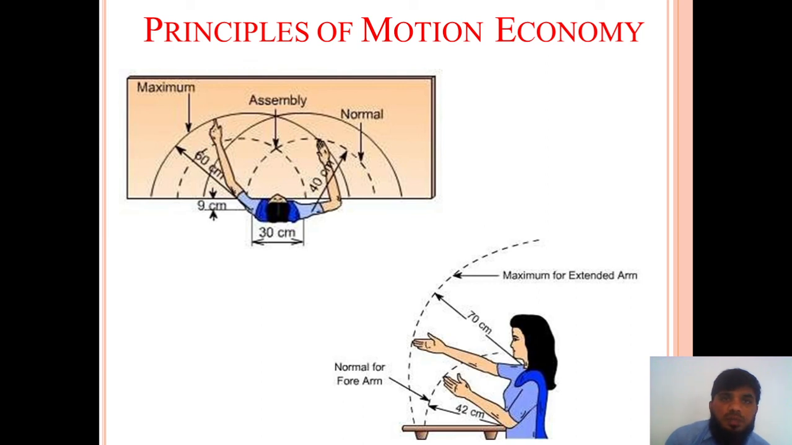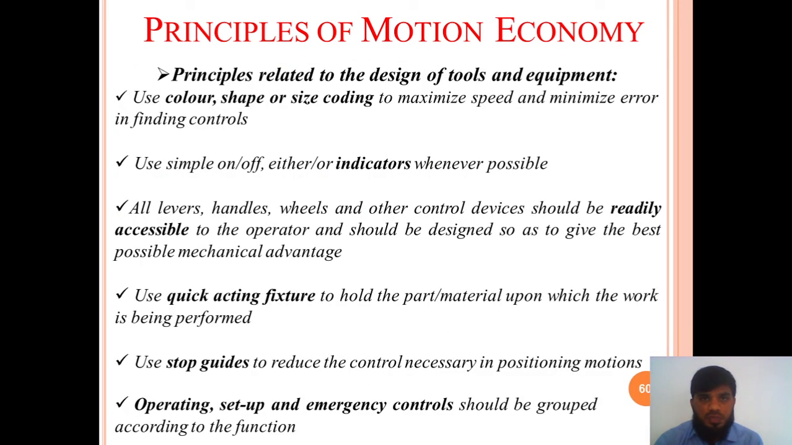So this is nothing but the principle of motion economy. In this way, you see where is the maximum distance, what is the normal distance, where he tries to assemble the parts, and what is the maximum extended arm. In this way we are able to read. Okay, so the principles related to design of tool and equipment.